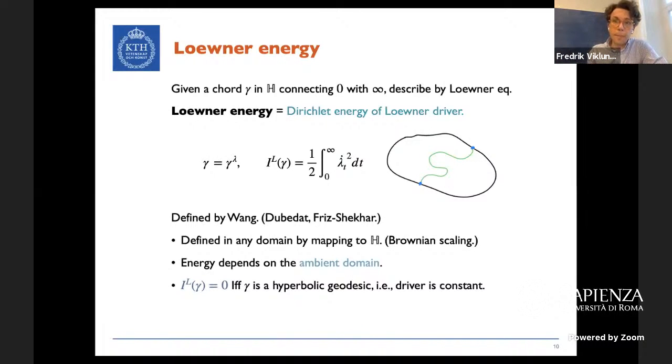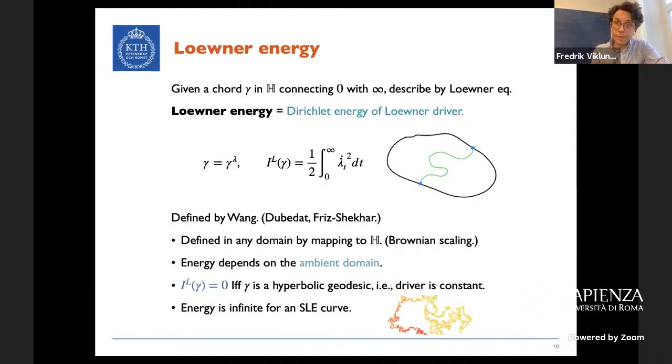Okay, so the simplest possible example, I suppose, is if the driving function for the curve is identically 0 in the upper half plane. So that means we are tracing out the imaginary axis. Well, in this case, the energy is constant. So this corresponds, if you move to another domain, or if you map infinity to some other boundary point, to a hyperbolic geodesic. So the image of a semicircle.